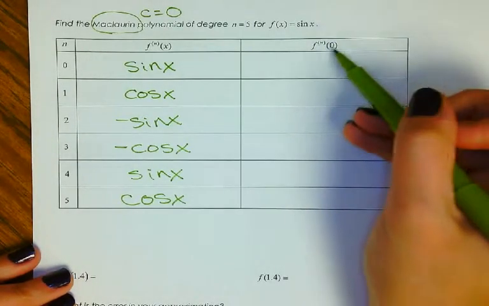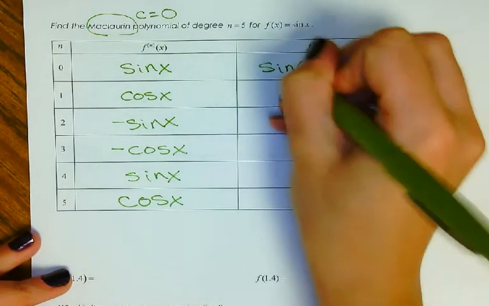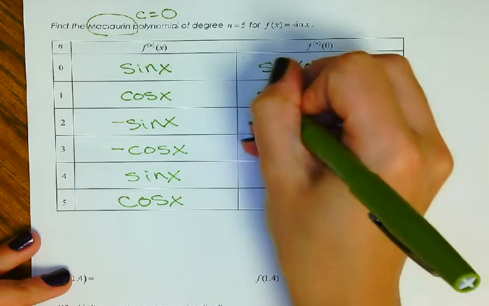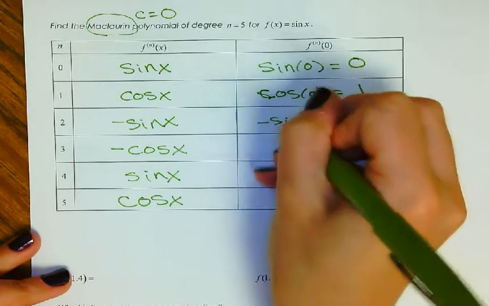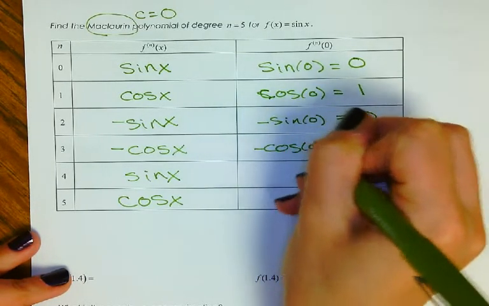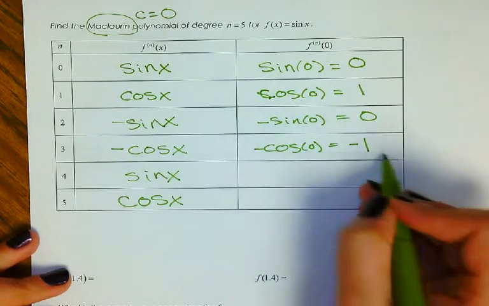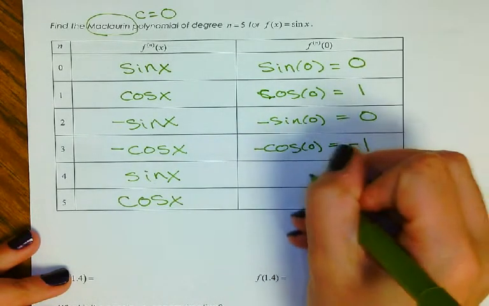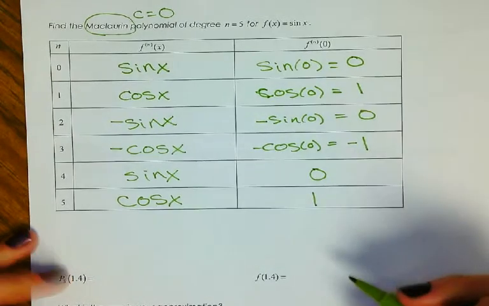Now I'm going to take x equals 0 and plug it in. Sine of 0, which we know from our unit circle, is 0. Then cosine of 0, which we know is 1. Negative sine of 0 is 0. Negative cosine of 0 gives us negative 1, because cosine of 0 is 1 times negative 1 gives me negative 1. And then back to the top again, I'm going to get 0 and 1 again. So you see this pattern there.